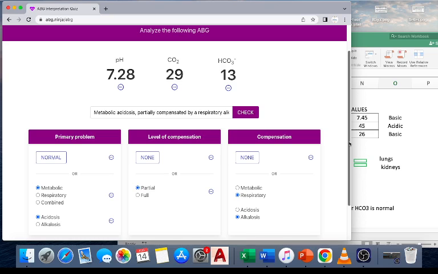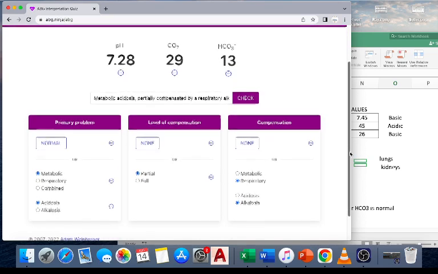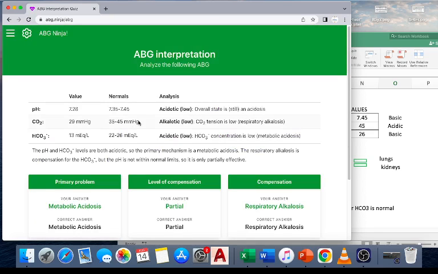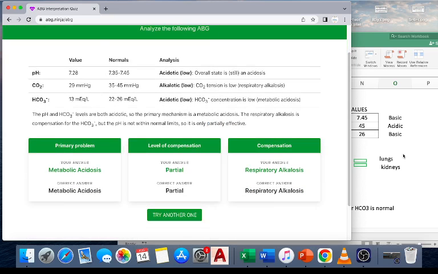Okay, so let's check if our answer is correct. See, pH and HCO3 levels are both acidotic. So the primary mechanism is metabolic acidosis. The respiratory alkalosis is compensation for the bicarbonate, but the pH is not within normal limits, so it's only partially effective. So not full compensation. Only partially effective because it's still within the acidotic level.